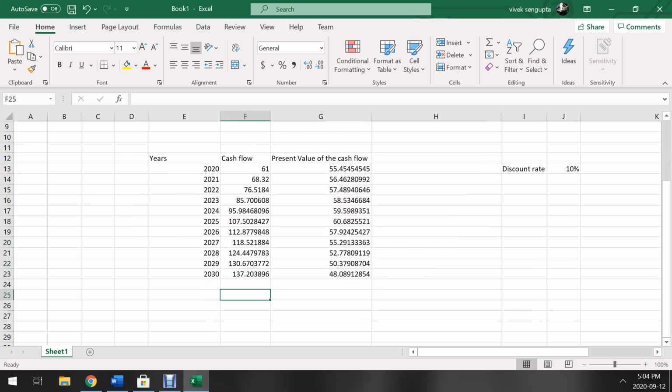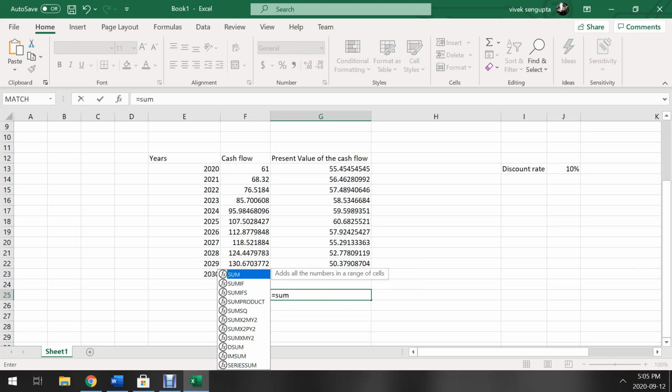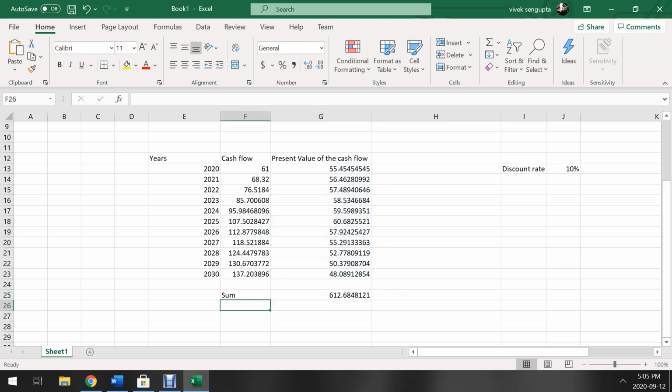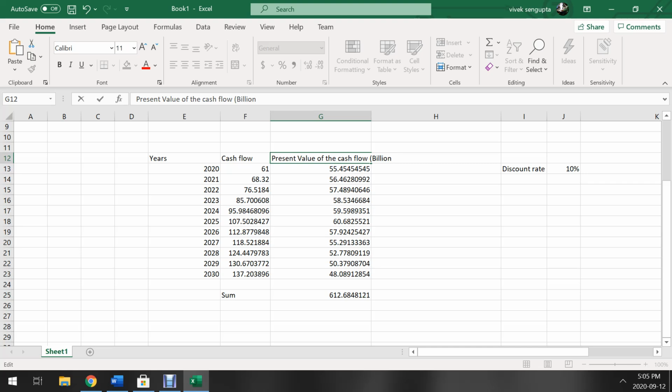So we can do the sum of this, sorry, sum, and that will be this to this, right? And here we can do, I need to write this as in $1 billion.